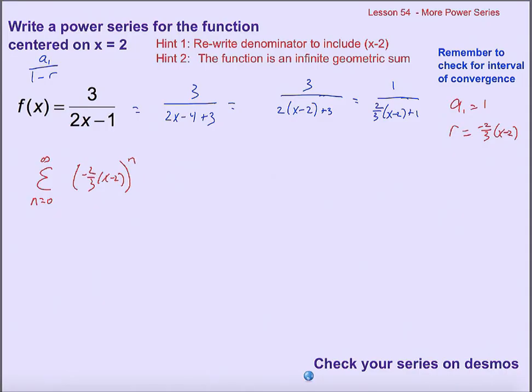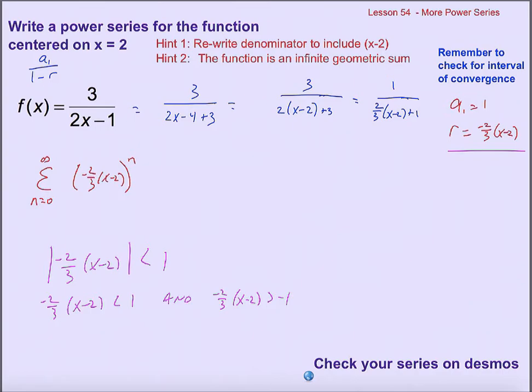And in order to figure out what that interval of convergence is, we need that common ratio, which we said already over here was negative 2/3 times x minus 2, to have an absolute value less than 1. And so we can solve that using the absolute value inequality we learned back in Algebra 2. Turn that into a compound inequality. Negative 2/3 times x minus 2 has to be less than 1, and negative 2/3 times x minus 2 has to be greater than negative 1. That's what it means to have an absolute value less than 1.